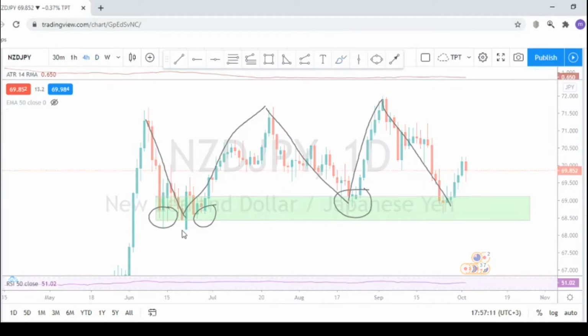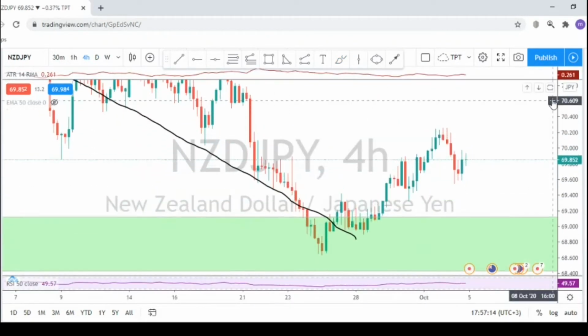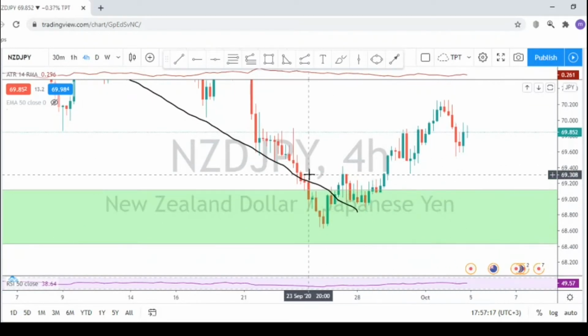Let's go to a 4-hour time frame and see how many pips this market has gone up.